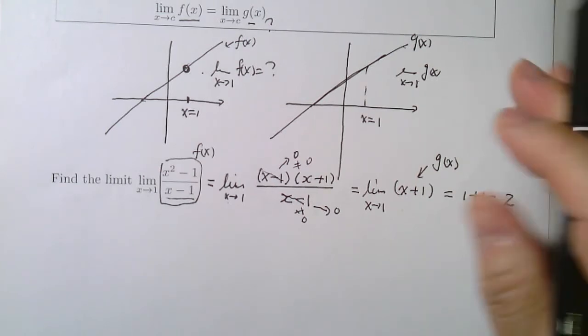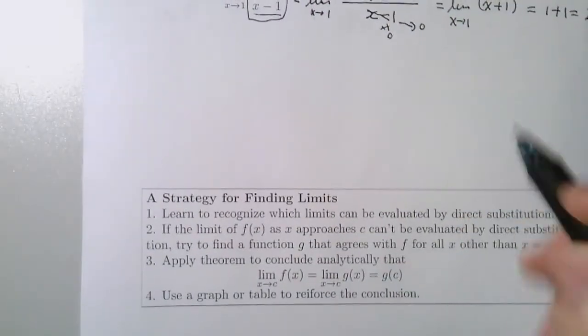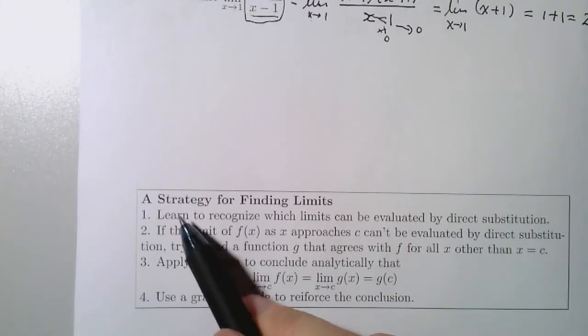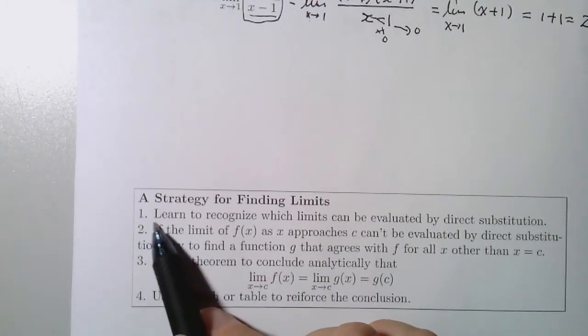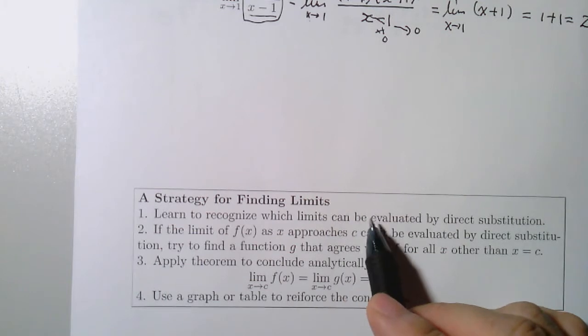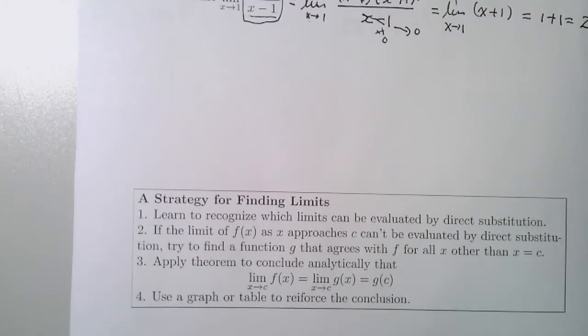So with that, here we summarize what we want to use to find the limit. Here we have a strategy for finding limits. Step 1: learn to recognize which limits can be evaluated by direct substitution. It means whenever you have a function and you try to find the limit, the first thing you want to try is substitution.